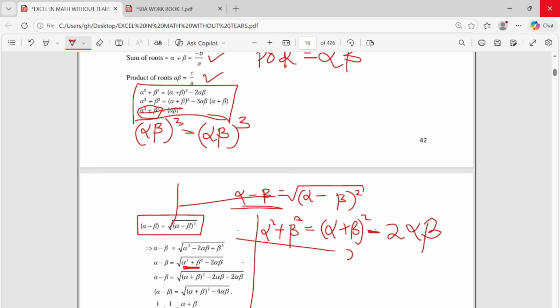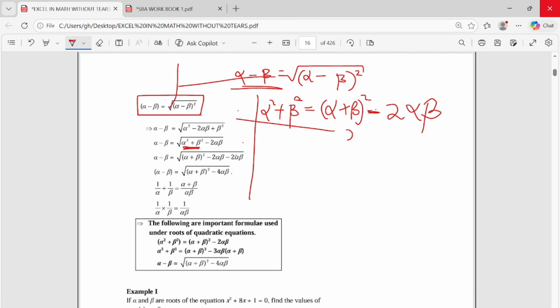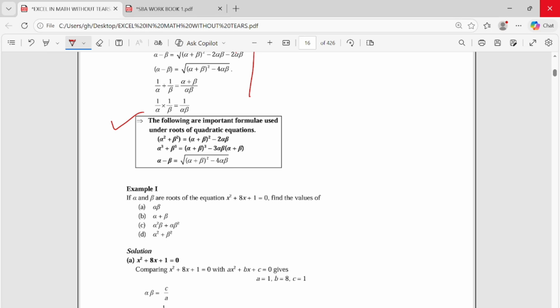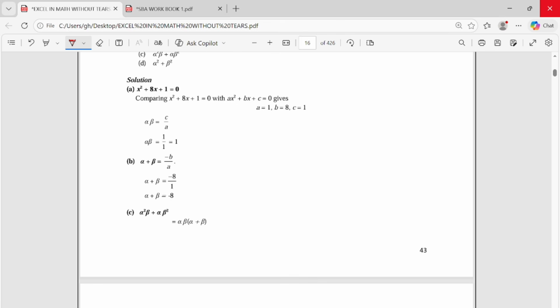So you have different expansions here that we are going to be using in our calculations. And the most important are these ones. The following are important formulas that you can use under roots and quadratic equations. These are the very important roots that we are going to be using. And then after knowing all those expansions, we are going to try out questions here. I think we shall do around 2 examples, and then we shall call it a lesson.